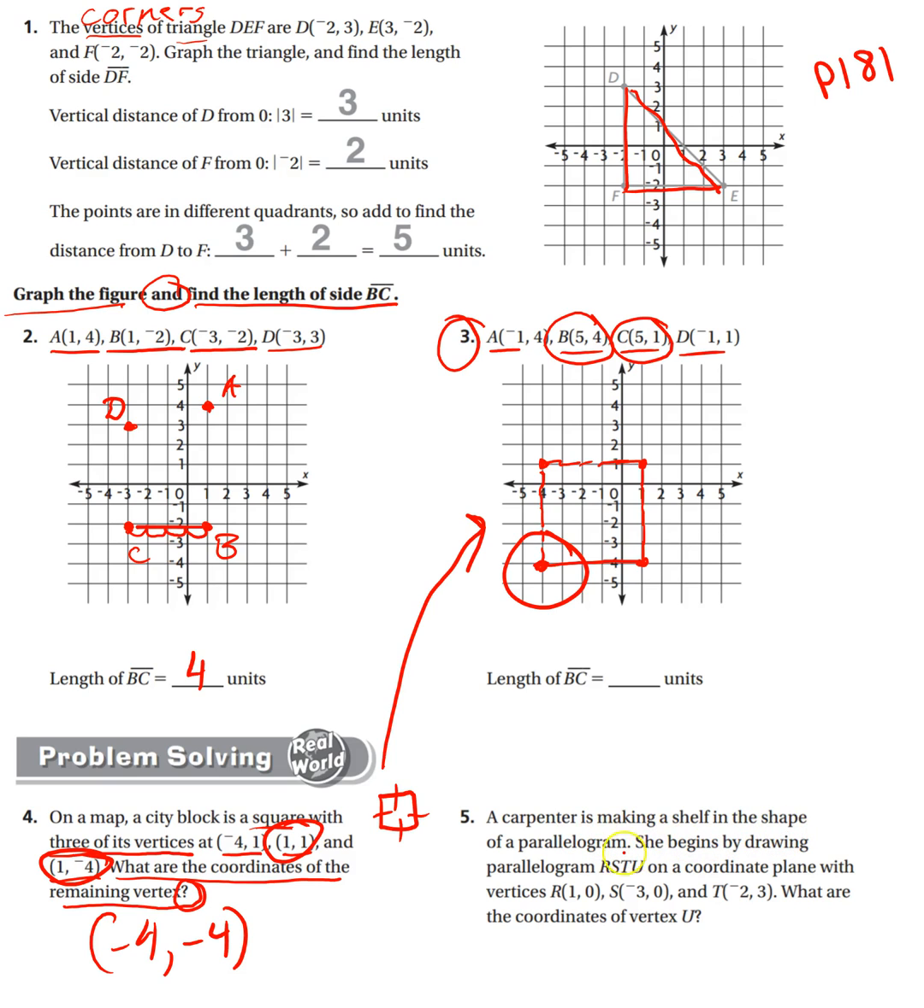A carpenter is making a shelf in the shape of a parallelogram. So I know it's got 4 sides, I know the opposite sides are parallel, and I know the opposite sides are the same length. Remember, I always start with what I do know. She begins by drawing the parallelogram RSTU, so I know we're going to start at R, then go to S, then go to T, then go to U on a coordinate plane, with the vertices or corners at 1, 0, negative 3, 0, and negative 2, 3. And then it says, what are the coordinates of the vertex U?